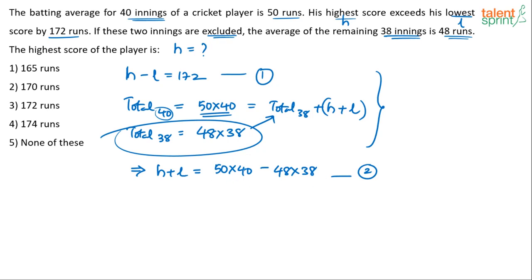See, 50 times 40 is simple. 50 times 40 is what? 2000, right? 48 into 38 is what is going to take time. 48 times 38 is what would take time. So you've got to simplify that quickly. Yeah? How do you want to do it?